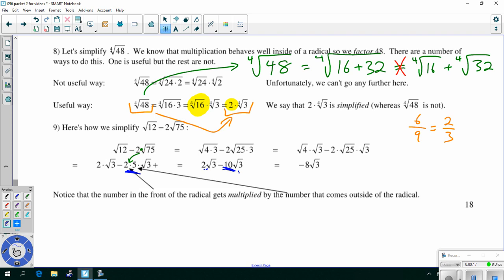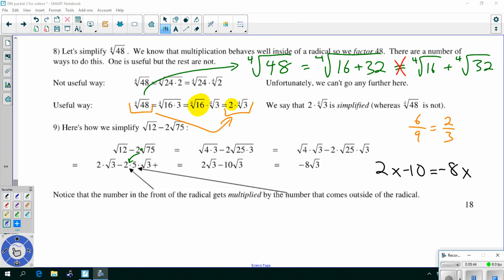And we can actually combine those two things. Those are called like radicals. If I gave you, for example, 2x minus 10x, you would say, no problem, that is negative 8x. And this is the same format. It's just instead of x, we have radical 3. And so we combine our like radicals. And instead of getting negative 8x, we get negative 8 radical 3.